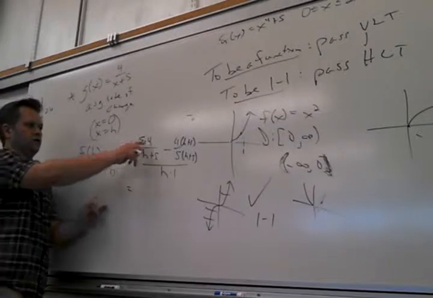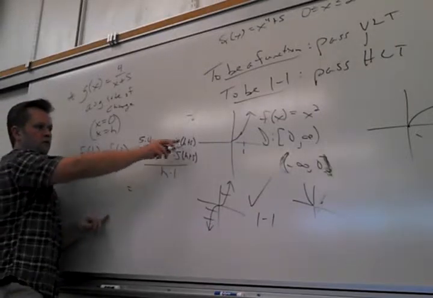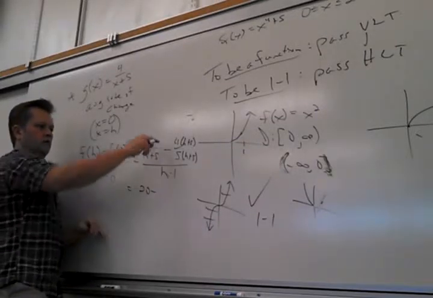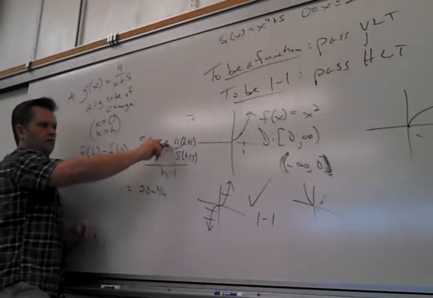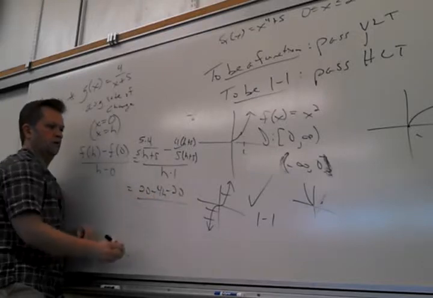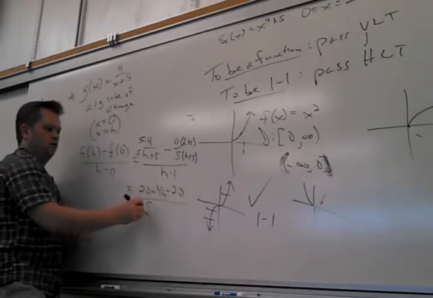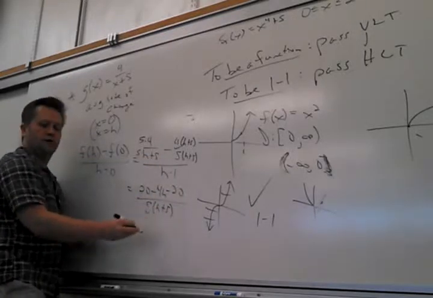Here. So then what do I get up here? 20 minus 4h plus 20. Minus 20. 5 times h plus 5.